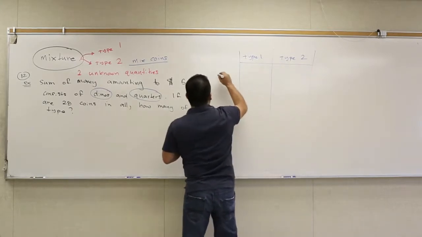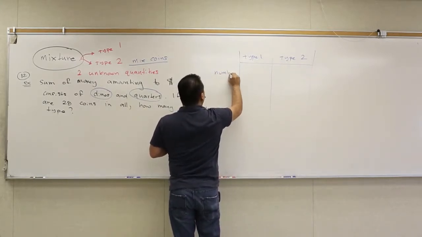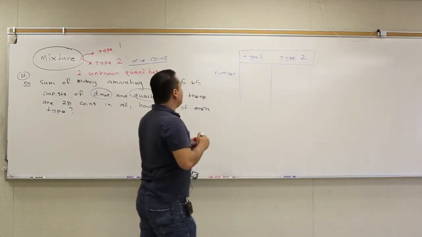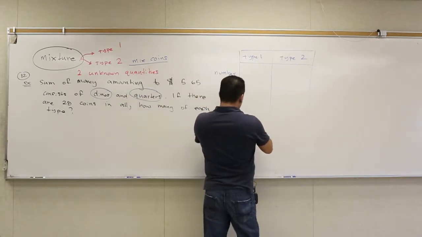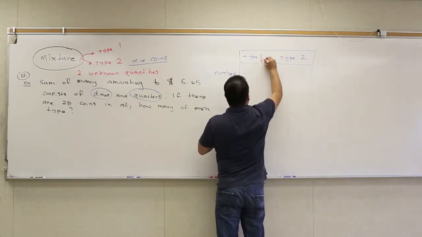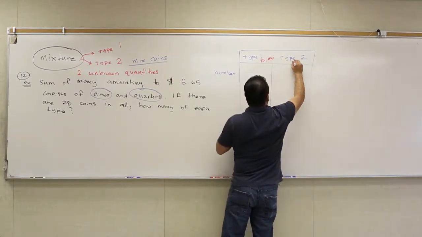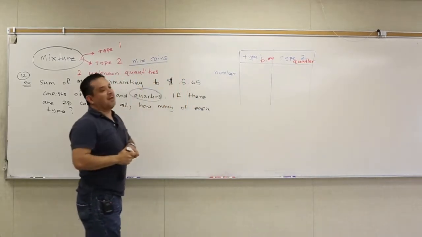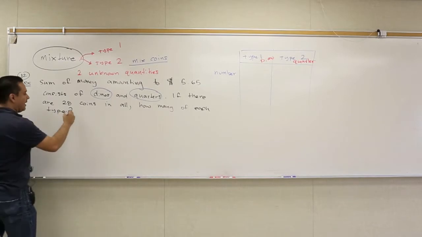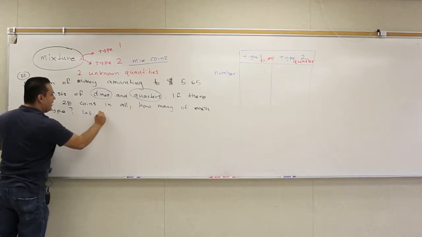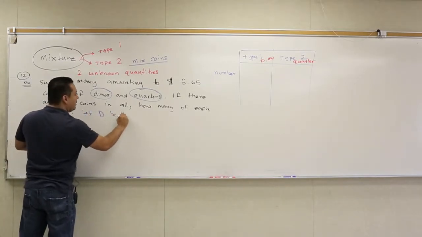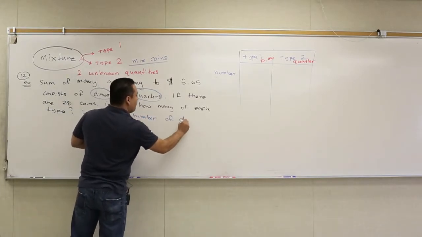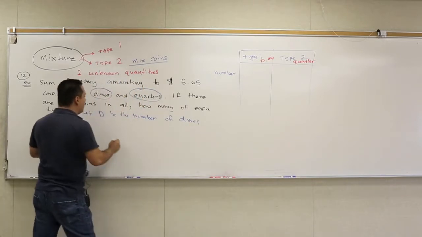And in this situation, I'll say number. Okay. So can you guys tell me if your first type of coin is a dime, second type of coin is a quarter, what I'm going to say to you, number of... I'm going to say, let's let what? Let D be the number of dimes, and we're going to let Q be the number of quarters.